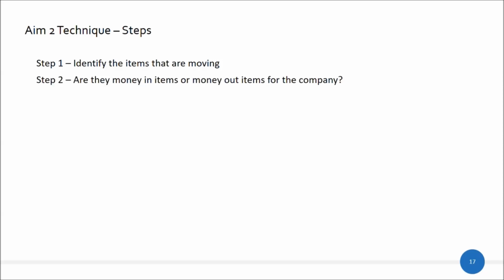So technique, and what we're going to do then: we're going to now do our steps. Step 1, we identify what items are moving, so we simply work out what the items are. We then identify whether they're money in items or money out items for the company. Remember, for the company, forget about the shareholders.